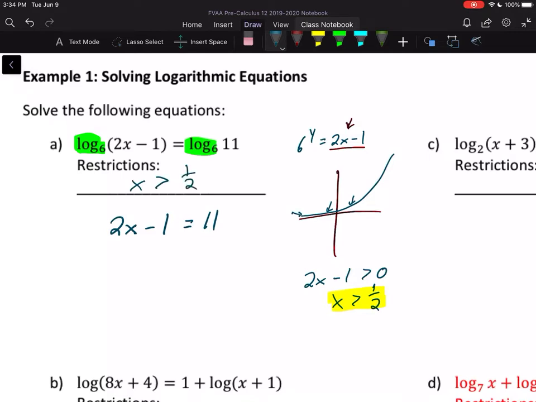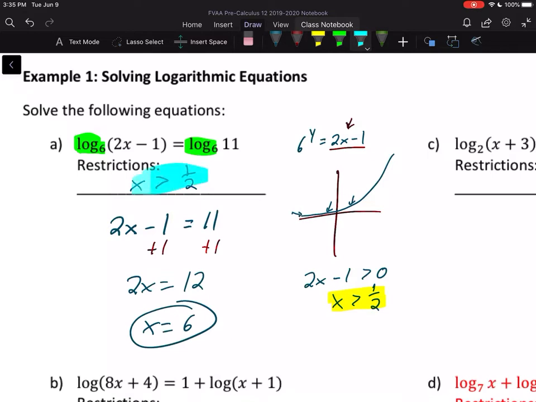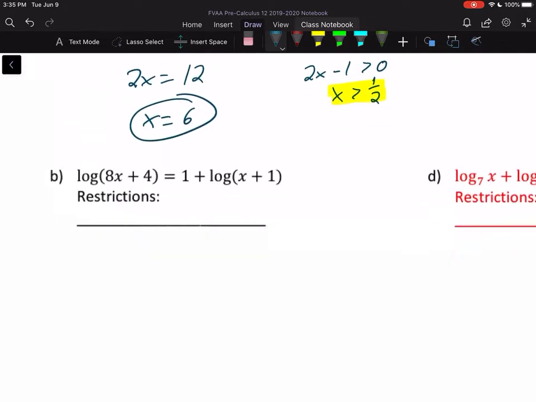All right. So now that we're ready for that, all that's left is some simple algebra here. Plus 1, which gives me 2x is equal to 12. x is equal to 6. We're all done here. Now, we always have to test. My restriction says that x must be greater than 1/2, and my answer is x is equal to 6. Is that a possible answer? Is 6 greater than 1/2? Of course it is, so we can move on. We've done it correctly.